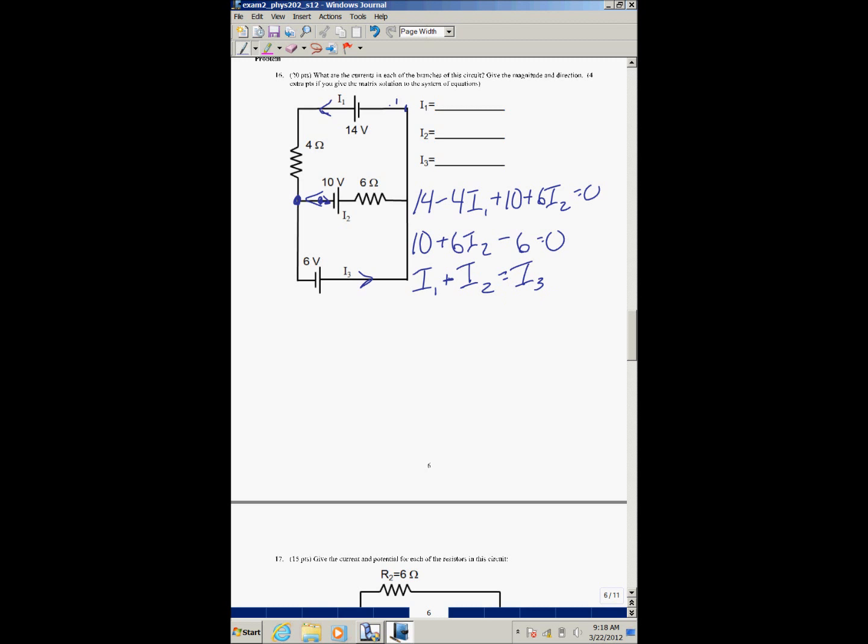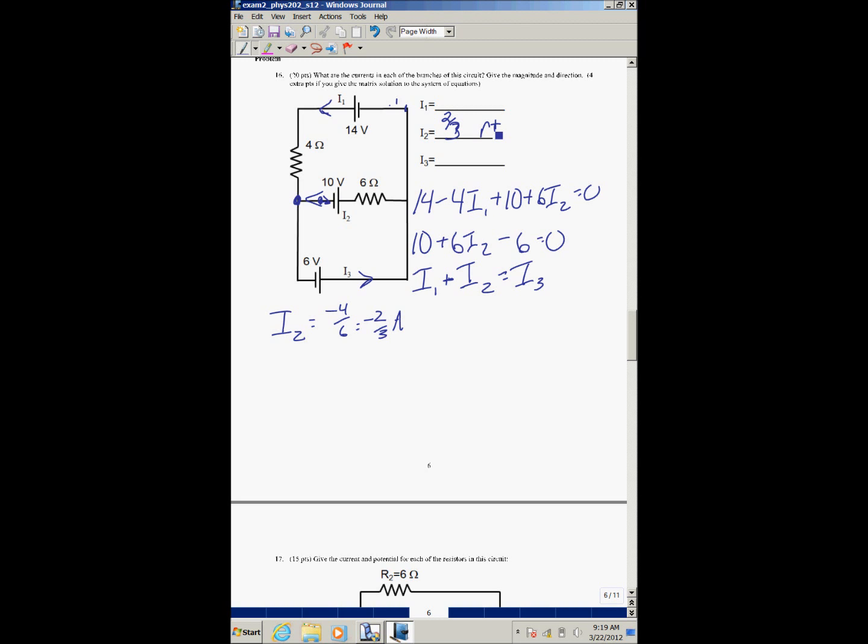It's fairly simple to solve because the second equation only has I2 in it. So I'll just go ahead and solve for I2. I2 is going to equal negative 4 over 6. That's negative 2/3 amps. So that means that I2 is going to be 2/3 amps to the right. To the right because I chose it to the left, but it came out negative, so that means I chose it in the wrong direction.